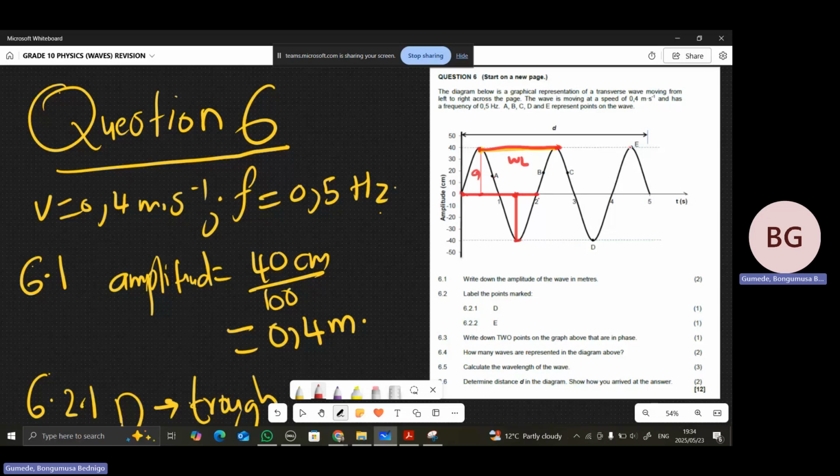Let's check between these 3 points. We can see that B is smaller, so A and B cannot be points that are in phase. It means that A and B are out of phase. But if we continue and go to C, we can see that from A to C is the same distance as from the two crests, the same distance from 0 to 2. So it means A and C are in phase.